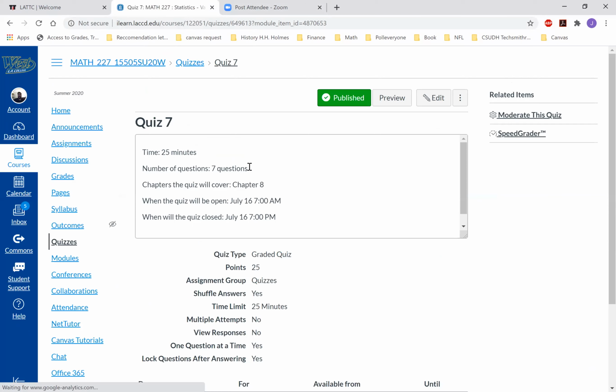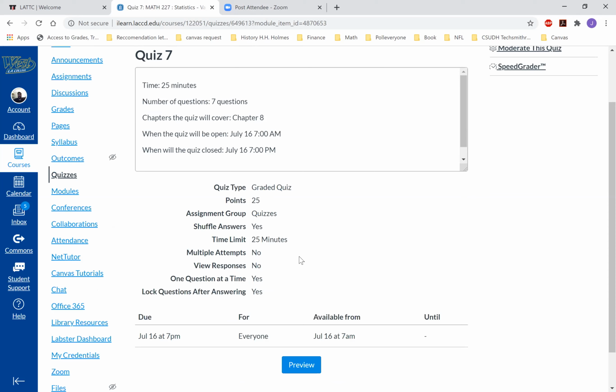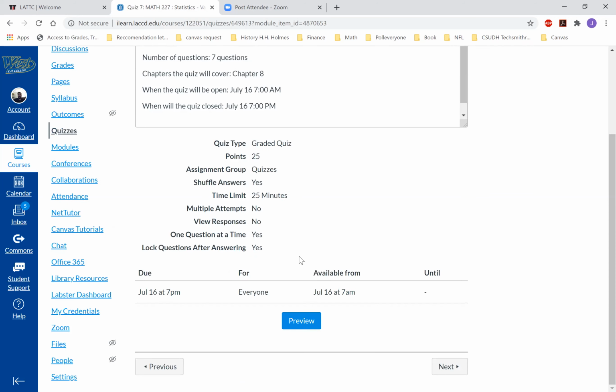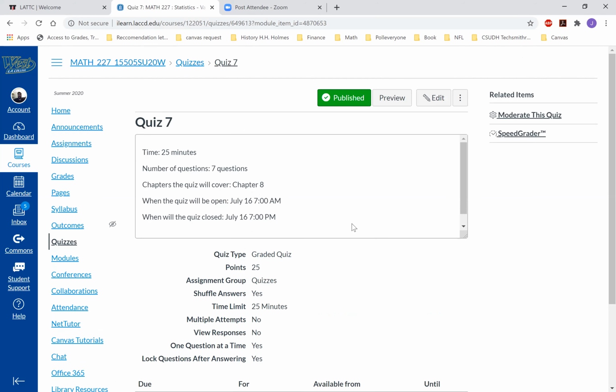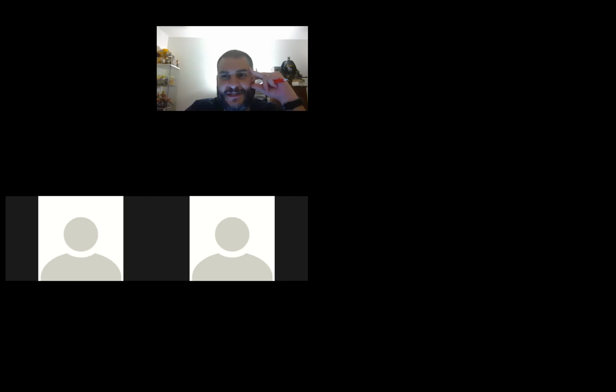Quiz number 7, you're going to have 25 minutes, and there are going to be 7 questions. The chapter you're going to cover is pretty much what we did today, chapter 8. The little part that we did for chapter 7 is not going to be on this quiz. So review your notes on chapter 8 from today, so that you know what should be on the quiz tomorrow. Any questions about the quiz, or any questions in general?